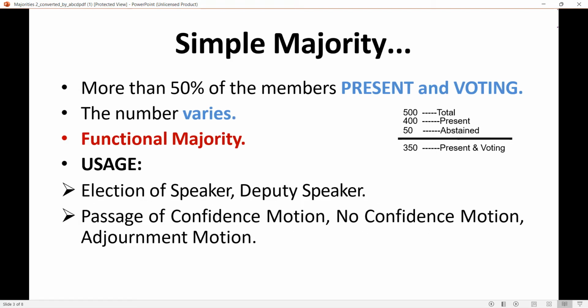This kind of majority is frequently used in any house, in the Lok Sabha, in the Rajya Sabha, or in any legislature. For example, in the parliament, this majority is used in the election of a speaker or deputy speaker, in the passage of a confidence motion, no confidence motion, or in the passage of an adjournment motion.